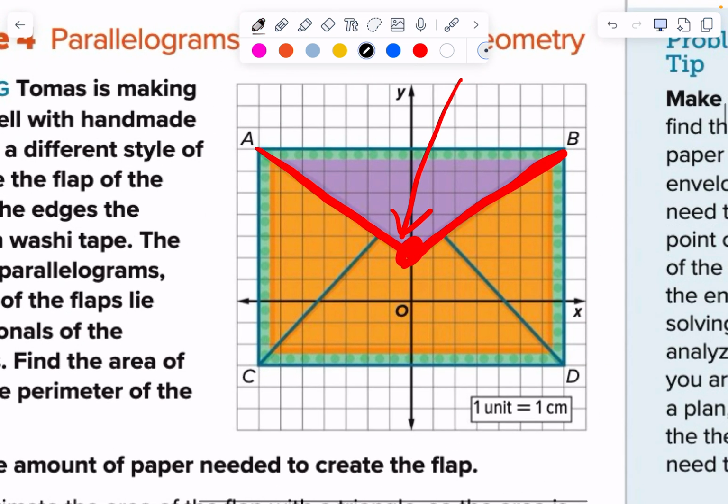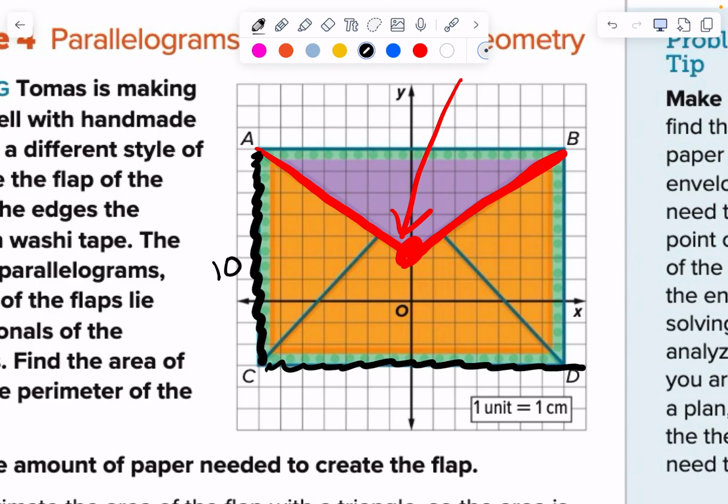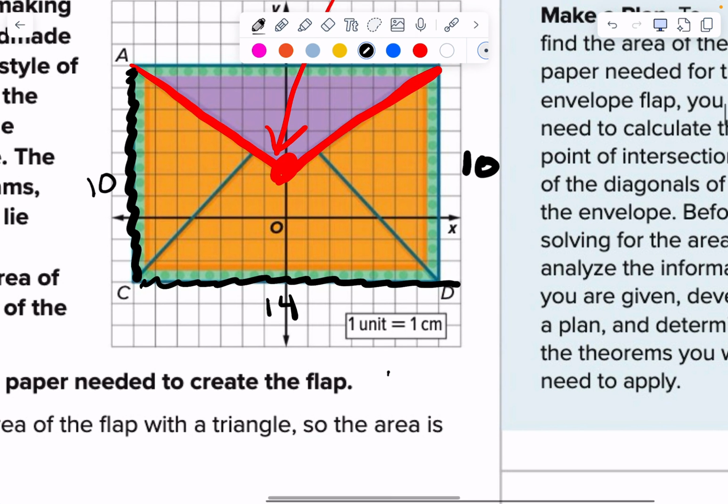Okay. How do you find perimeter of the envelope? Count. Okay. How tall is that side? 3 plus 2, 4, 6, 7. So 10. How long is the bottom side? 2, 4, 6, 7, 14, right? That means this is 14 and this is 10. And if I'm finding perimeter, add all those up. 48 centimeters is the edges, the perimeter. You're just adding them all together.